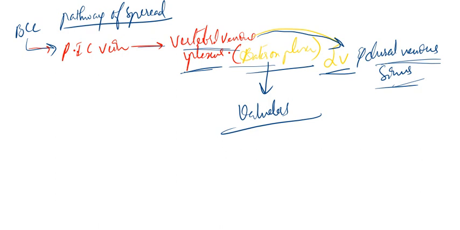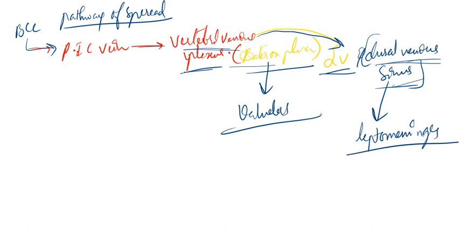Now, after reaching the dural venous sinuses, there are chances that these malignant cells may also affect the leptomeninges. From the leptomeninges, they may also invade towards the brain. Metastasis may take place towards the brain also.